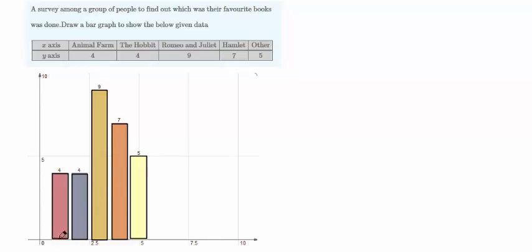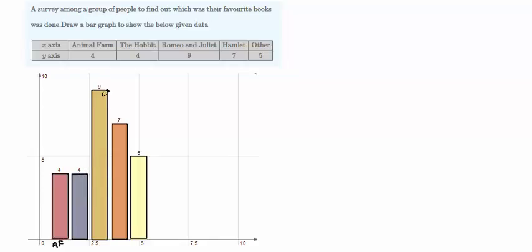The first one is for Animal Farm. I'm not sure I have the space to write the full name, so I'm just going to go with the initials and write down AF out there. So this stands for Animal Farm. And because 4 people had said that this was their favorite book, you see this number 4 out here. So this bar represents the number 4. Similarly, for The Hobbit, it's the same number 4, so we have a bar of the same length.